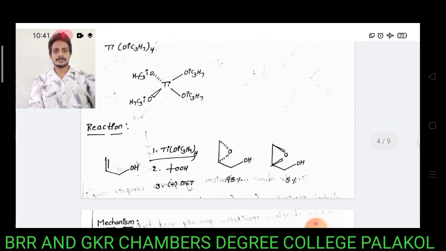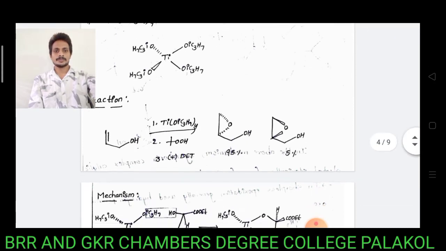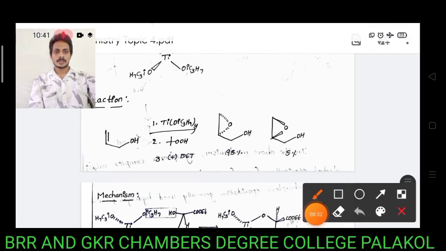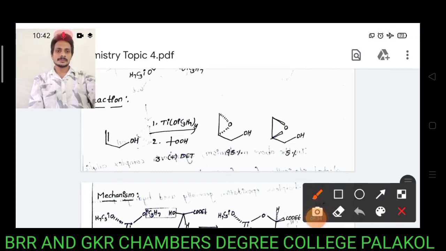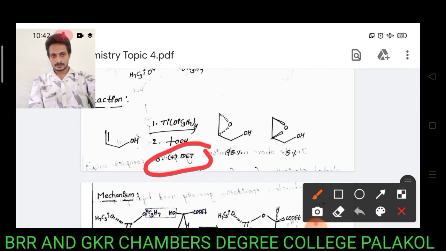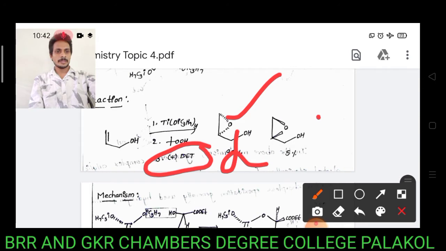Let us consider a reaction. Primary allylic alcohols are treated with titanium isopropoxide and tertiary butyl hydrogen peroxide with plus DET. With plus DET, it gives 95% alpha epoxide and 5% beta epoxide.